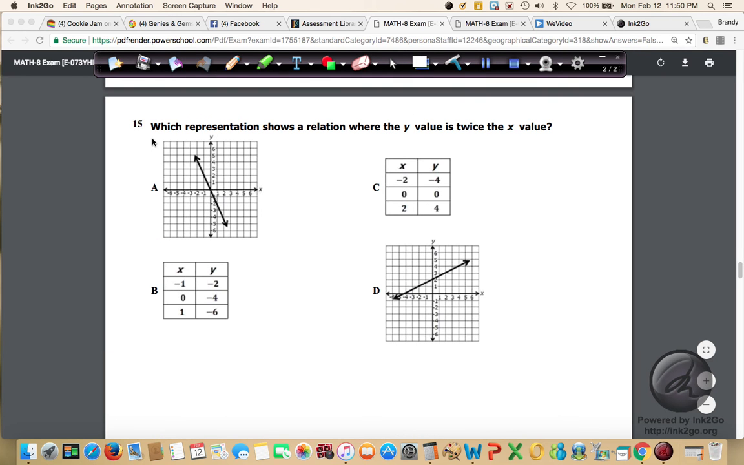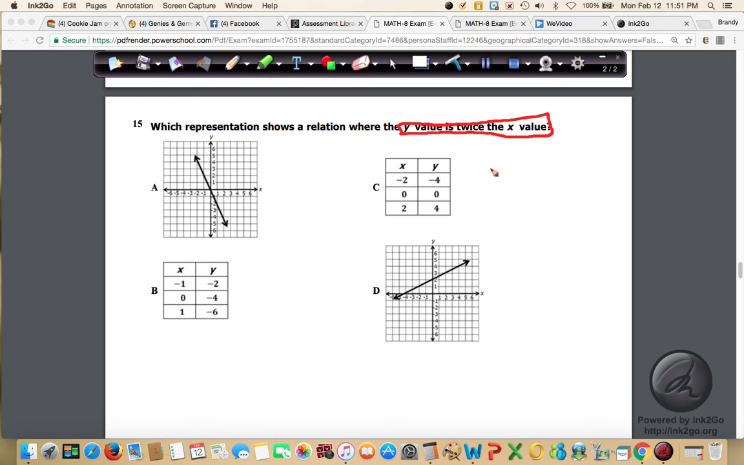Okay, number 15. Which representation shows a relation where the y value is twice the x value? So here they're using words, and you're going to have to pick, is it going to be a graph or a table? Your key here is this. This is what we need to worry about. We have got to change these words into an actual problem. Take it step by step.